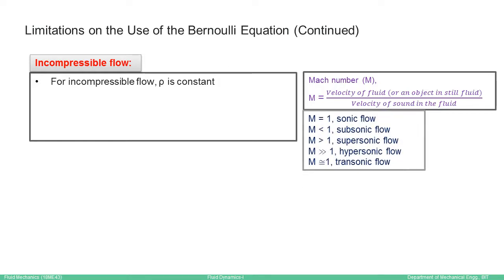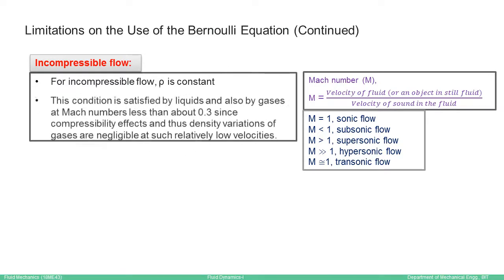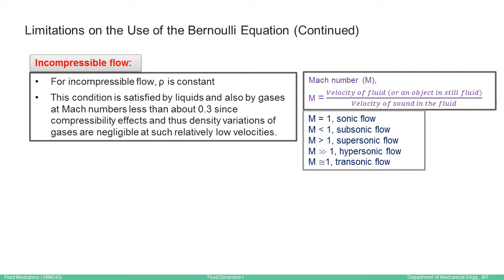Based on this, we can have different regimes of flow. For M equal to 1, that is Mach number 1, we call that sonic flow. Less than 1, subsonic flow. Greater than 1, supersonic, and very much greater than 1, hypersonic. And when the Mach number is very close to sonic flow, we call that transonic flow. These compressible effects are considered only for Mach number greater than 0.3. When the velocity of fluid is approximately 0.3 times the velocity of sound, we still can treat that problem as incompressible flow.